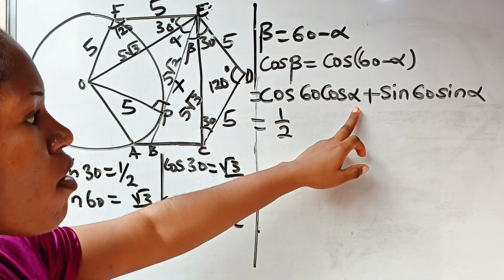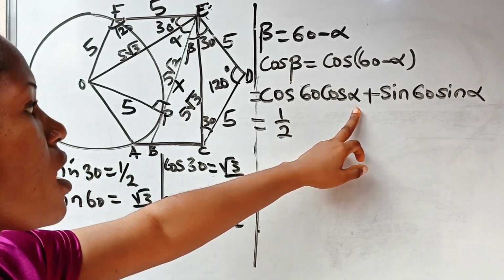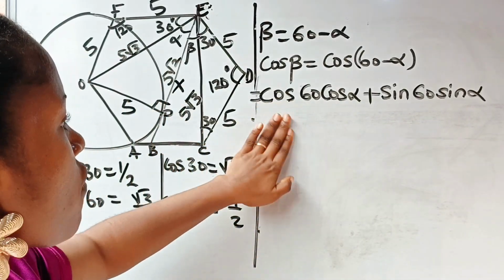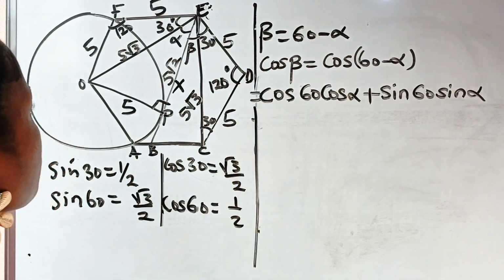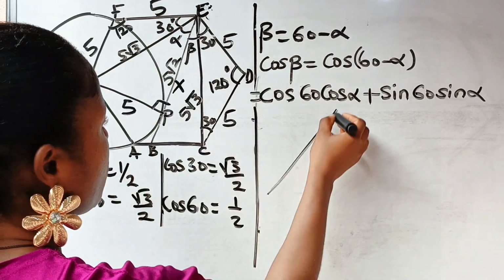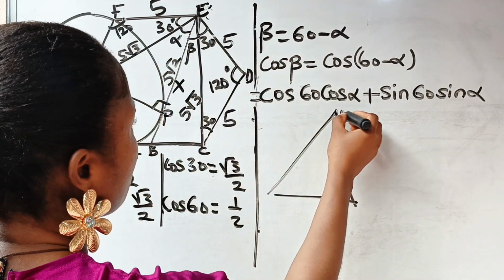Now what is cos alpha? We need to get that, and we need to get sine alpha as well. So let's pause here and get cos alpha and sine alpha. So this is our triangle EOP. Let me draw it out for easy understanding. EPO.